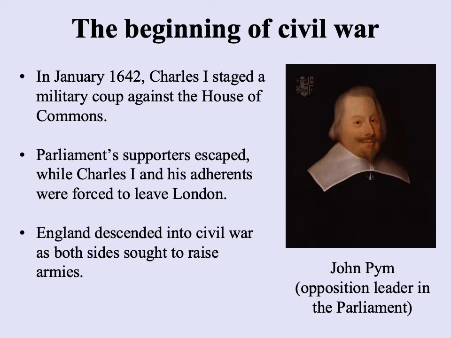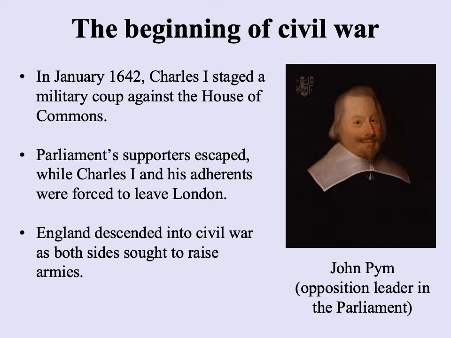So the Parliament becomes divided, some of them starting to become sympathetic to Charles I, at which point Charles I decides to stage a military coup against the House of Commons, kind of feeling that there are enough individuals in there who are supportive of him. So the idea is to send the army in, round up all those who are opposed to him, and then basically ensure that the Parliament is more cooperative.